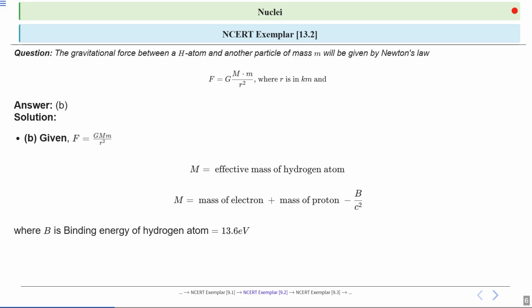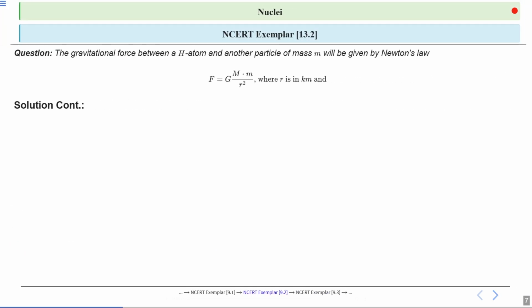Binding energy is the energy equivalent to the mass defect. Mass defect is the difference between the total mass of the separate nucleons and the actual mass of the nucleus. Now let us see why the other options are incorrect.